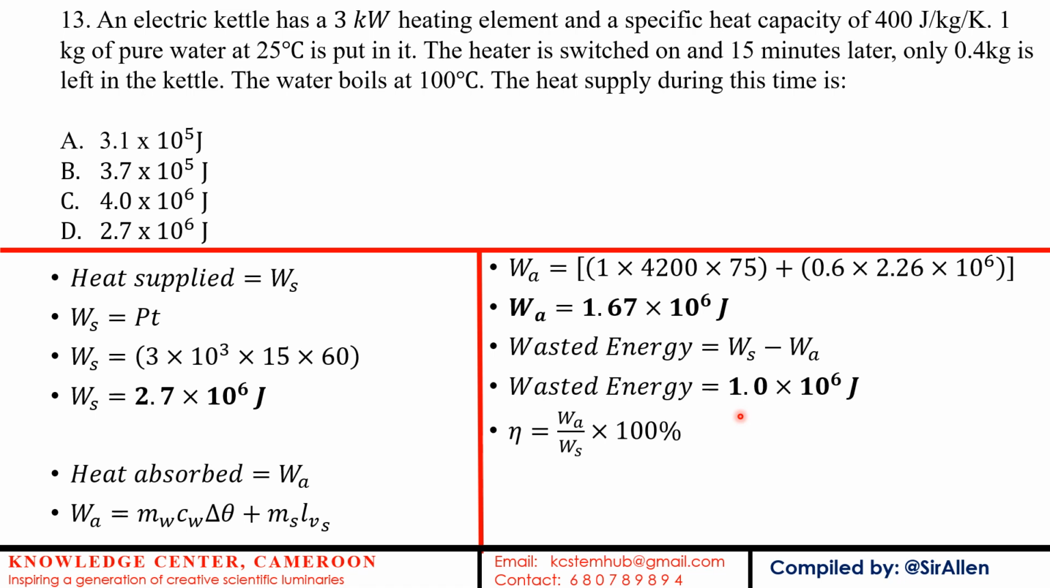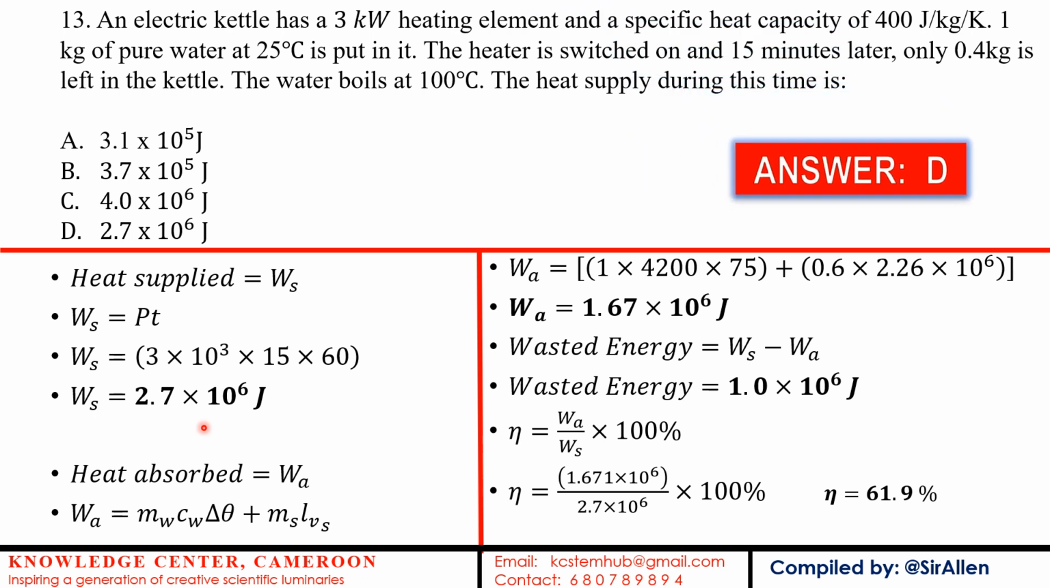So efficiency is of course useful work output over work input. So useful work output in this case would just be the heat absorbed by the content in the kettle. Work input would be the heat supplied, right? So the efficiency here would be 61.9%. I've done all of this work so that people can really get to appreciate the beauty of these things, but clearly the examiner just needed you to calculate the heat supplied. So your question already ended here like this. So the answer was 2.7 times 10 to the power 6, which is D.